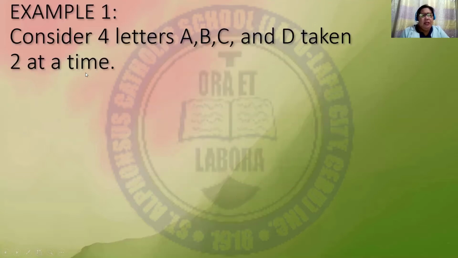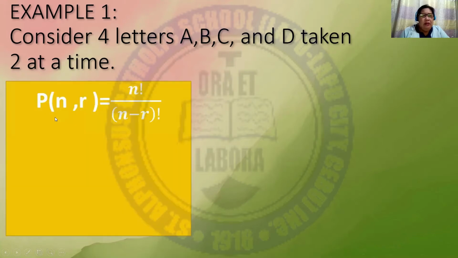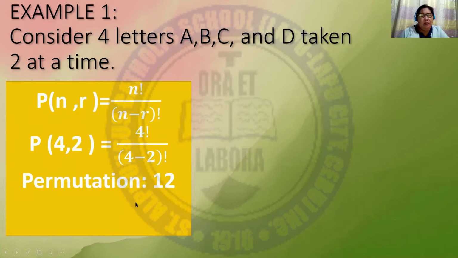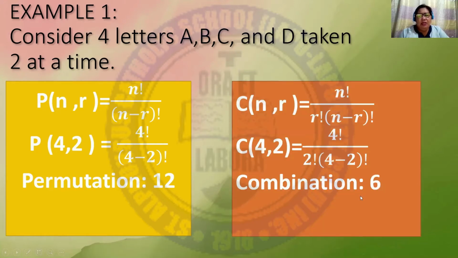For example, consider four letters A, B, C, and D taken two at a time. Using the permutation formula, P(n,r) is equal to n factorial over the factorial of n minus r. The value of n is 4, r is 2, because that is 2 at a time, so 4 factorial over 4 minus 2 factorial. Using permutation, the answer is 12. Using combination, we have C(n,r), where n is 4, r is 2. Replacing 4 to n, 2 to r, we have the result of 6. So using the combination, there are only 6 ways.